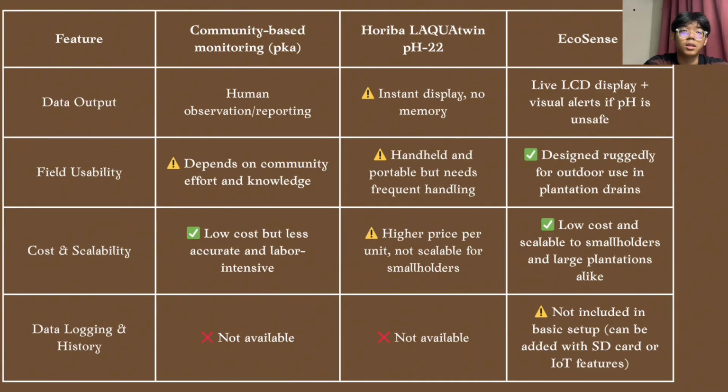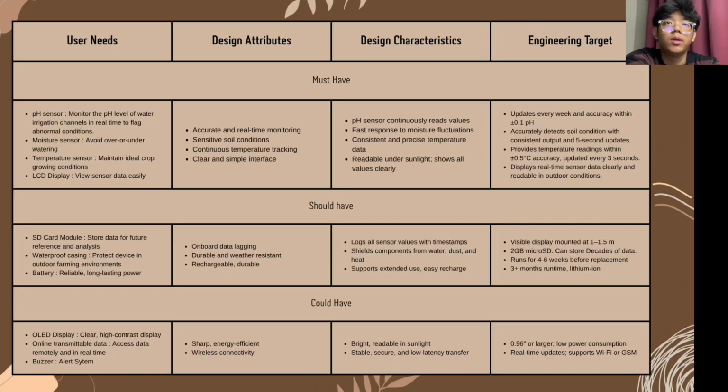It's housed in a weather-resistant casing and powered by a long-lasting battery, making it ideal for outdoor use. It can also support data logging through an optional SD card module, giving farmers access to historical trends when needed. We ensure our design delivers better functionality, automation, and usability, especially for users who need straightforward and actionable feedback in the field. Now let's go over the design specifications for EcoSense.